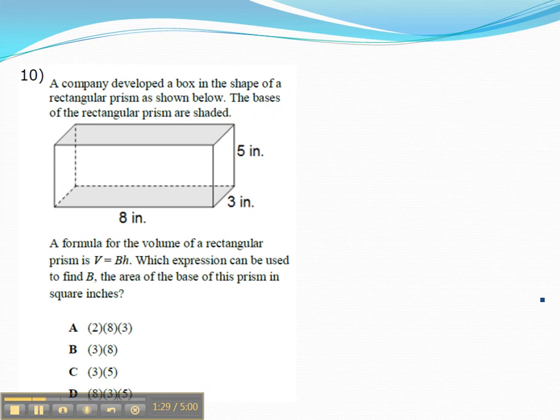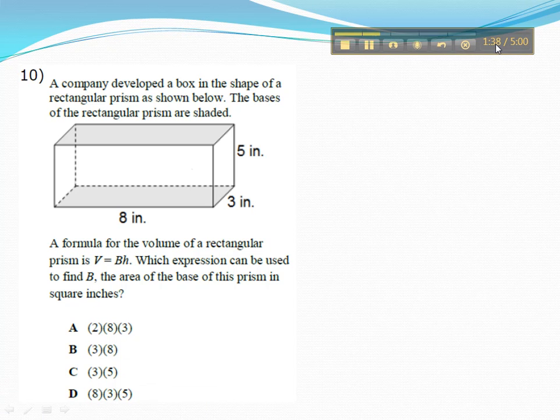Number 10. A company developed a box in the shape of a rectangular prism as shown below. The bases of the rectangular prism are shaded. A formula for the volume of a rectangular prism is V equals big B times H. Which expression can be used to find big B, the area of the base of this prism in square inches?